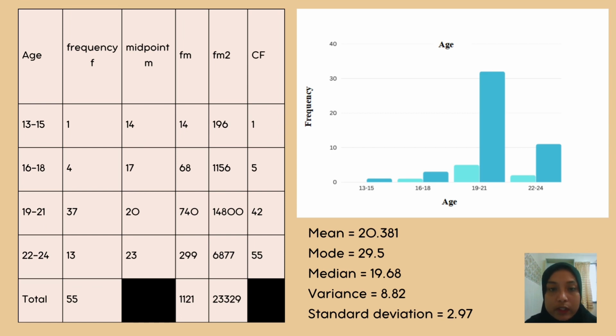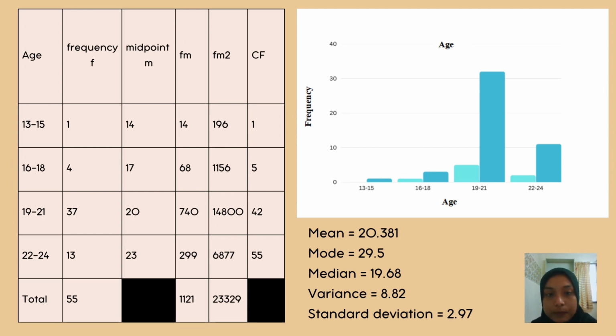So next we will go to the table of the survey. This is the table for the age of those answering the survey we have done. First, we got ages 13 to 15, then 16 to 18, and also 19 to 21, and lastly 22 to 24. The graph is a bar chart. It has two different colors, which are blue and light blue. Light blue is male, and blue is female. For the calculation, the mean is 20.381, the mode is 29.5, the median is 19.68, and the variance is 8.82. And lastly, the standard deviation is 2.97.